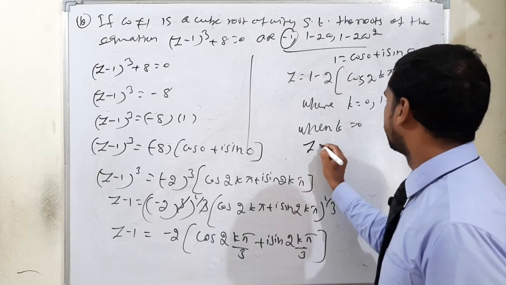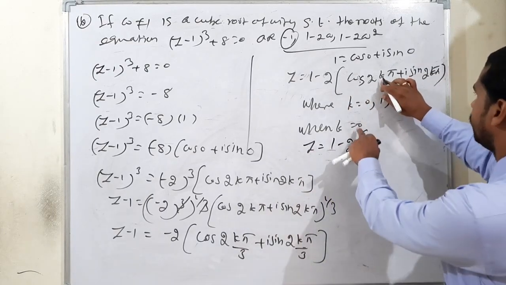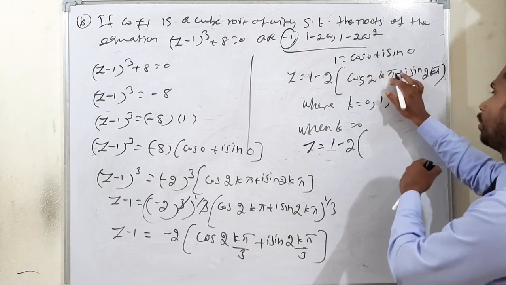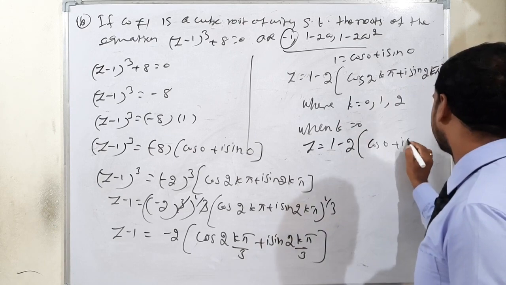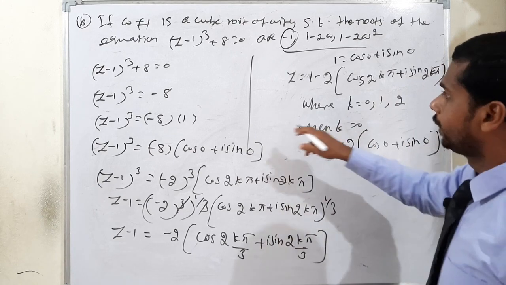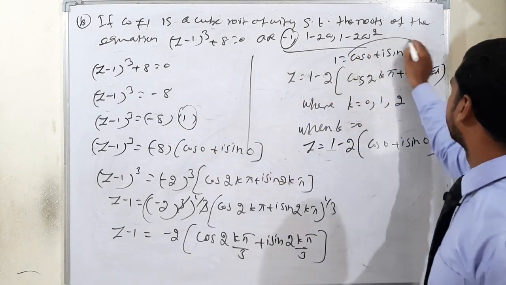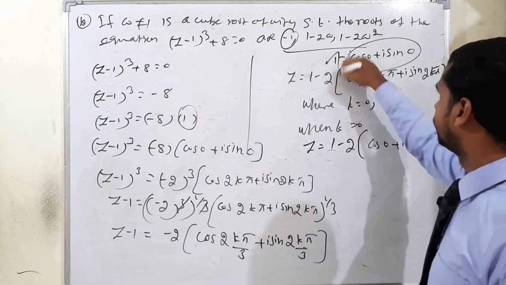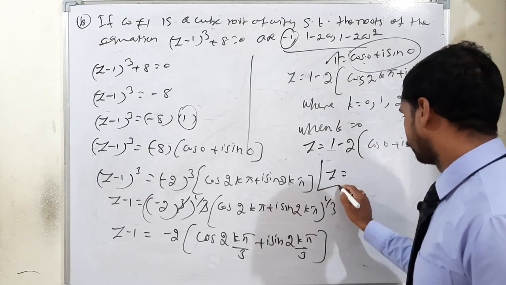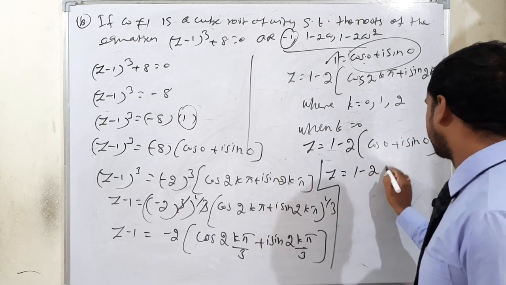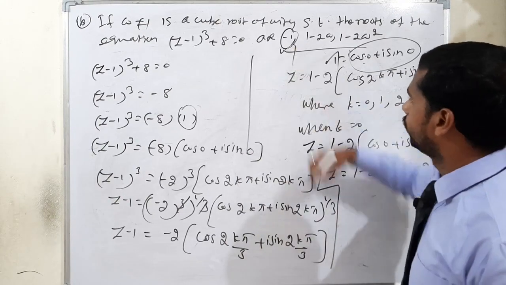Listen very carefully. Z is equal to 1 minus 2. Instead of k we can apply 0: 2 into 0 is 0, and 0 into pi is also 0. Therefore cos 0 plus i sin 0. When I start the first step, 1 is considered for cos 0 plus i sin 0. So Z is equal to 1 minus 2 into 1, which is 1 minus 2. So the value will be minus 1. See, the first one we have proved.